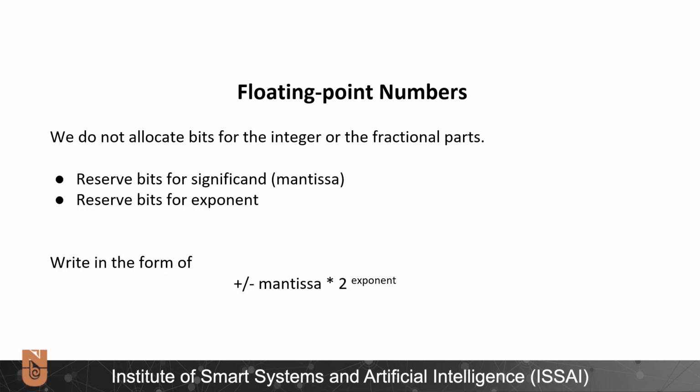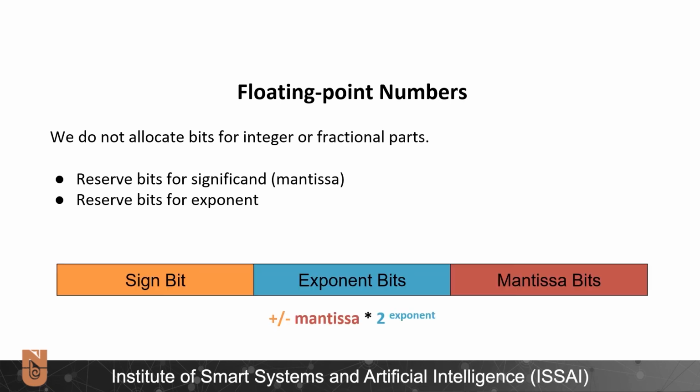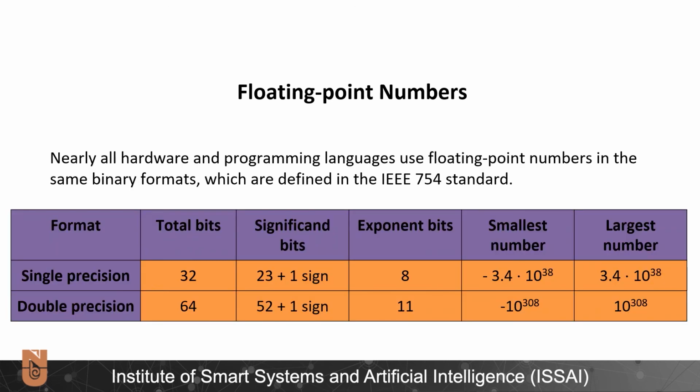So, when using the floating point numbers, we do not allocate bits for the integer part nor the fractional part. Instead, we reserve bits for the significand and bits for the exponent. So the final form would be sign bit, exponent bits, and mantissa bits. And the number would be positive or negative mantissa multiplied by 2 to the power of exponent. Nearly all hardware and programming languages use floating point numbers.